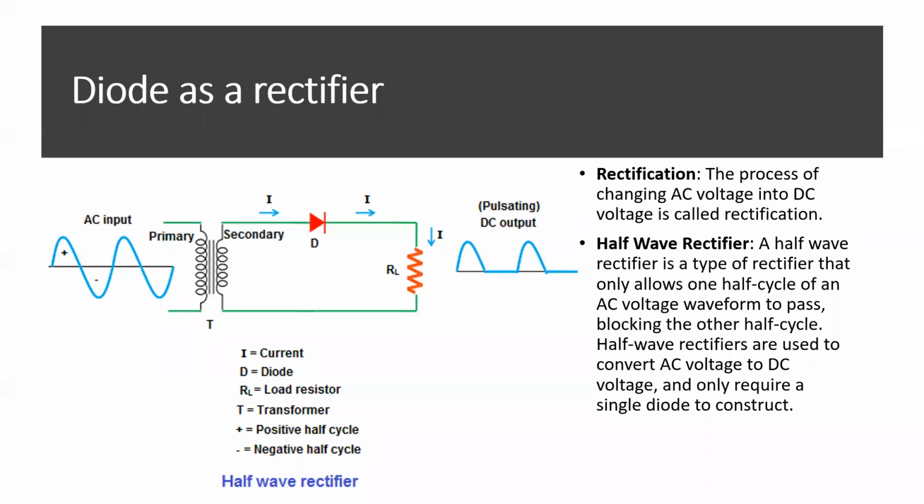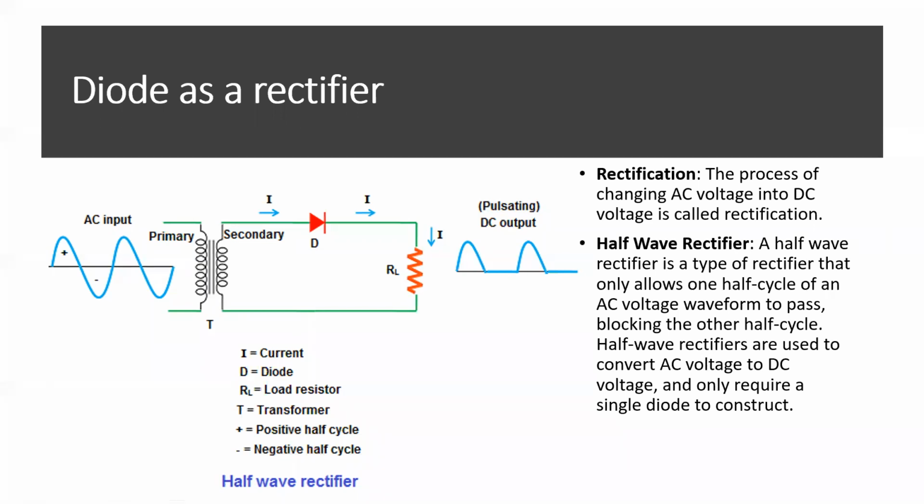What is a rectifier, or what is called rectification? The process of changing AC voltage into DC voltage is called rectification. So what is AC? Alternating current. Yes. And what is DC? You know, AC is alternating current. So what is DC? Direct current.